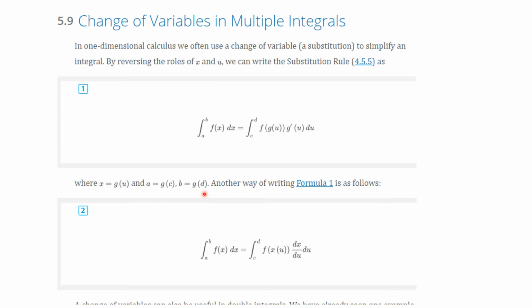equals g of d. Now another way of writing this formula is this way, where we're calling this x of u, and this dx du, and you see those will symbolically anyway look like they cancel out, and you get the dx back again.